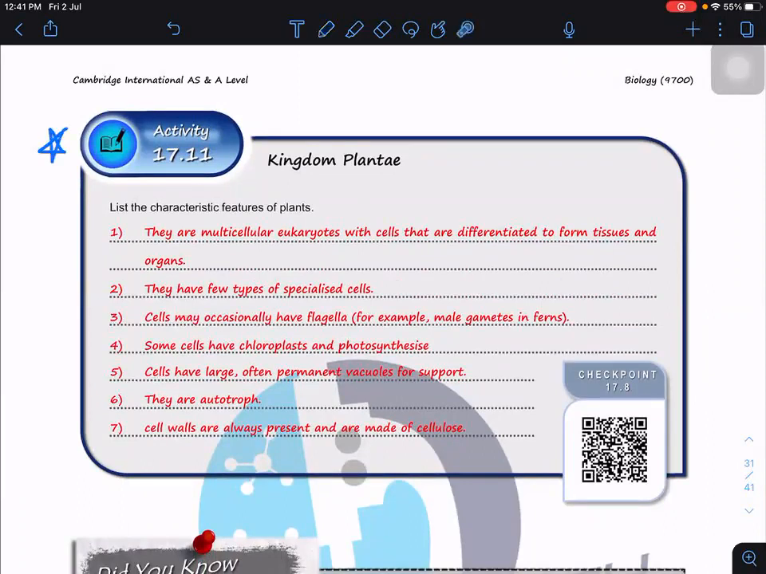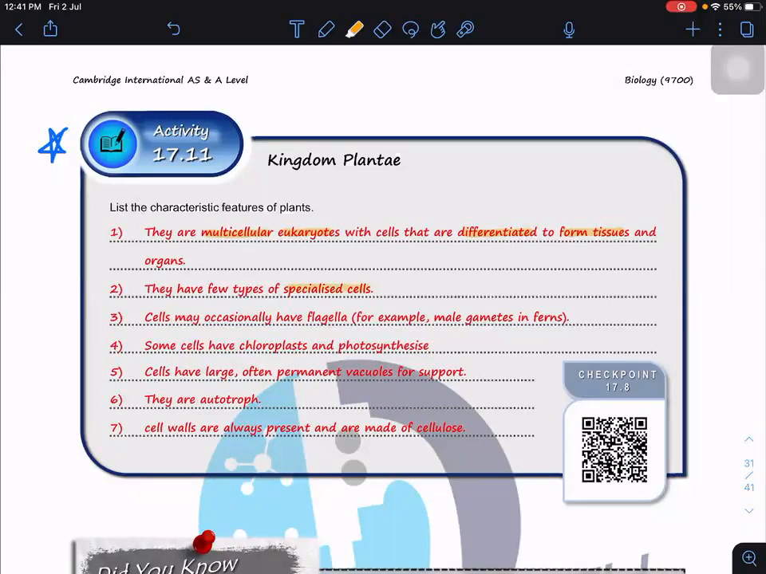So kingdom Plantae, what are the special or specific characteristics? Some of them. First, they are eukaryotes. So they are multicellular eukaryotes. They are differentiated to form tissues. If you compare to the Protoctista, they don't form tissues. So they have a few types of specialized cells.